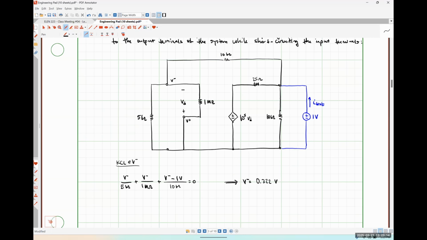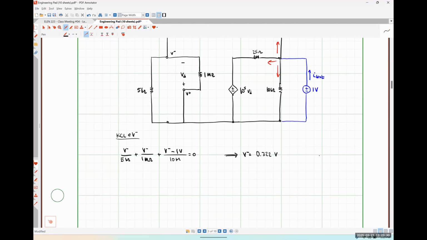Knowing that voltage, I'm now going to solve for I out by applying KCL at this node. So I test is flowing in, this current's flowing out, this current's flowing out, and this current's flowing out. So I could say that I test is going to be equal to 1 volt over 10 kilo ohms plus 1 volt minus 10 to the 5 VD. What's VD now?